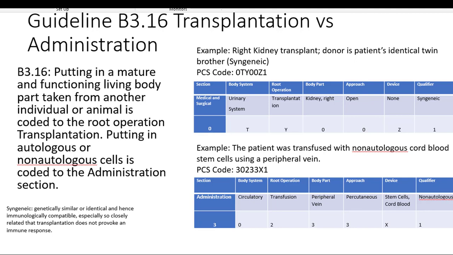I have a little definition there for you of syngeneic, and this is when the tissue is so genetically similar that it's not going to provoke an immune response. In this case, this patient at the top example was given his twin brother's right kidney.